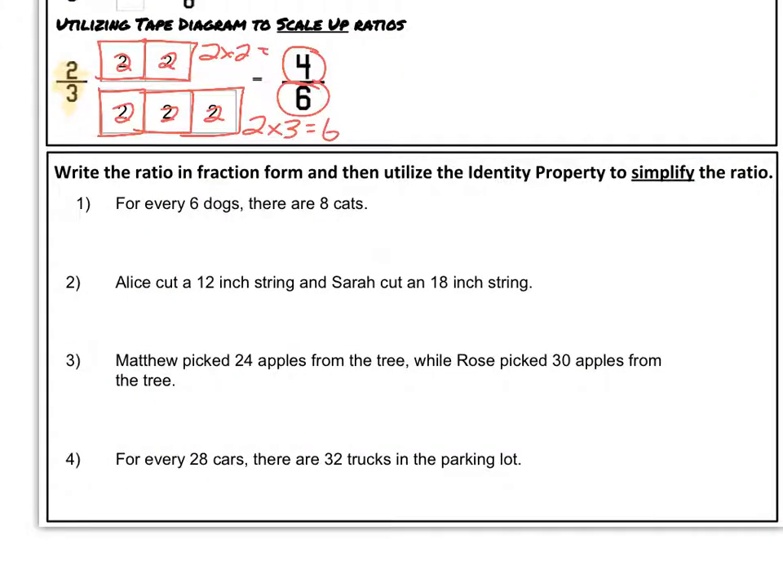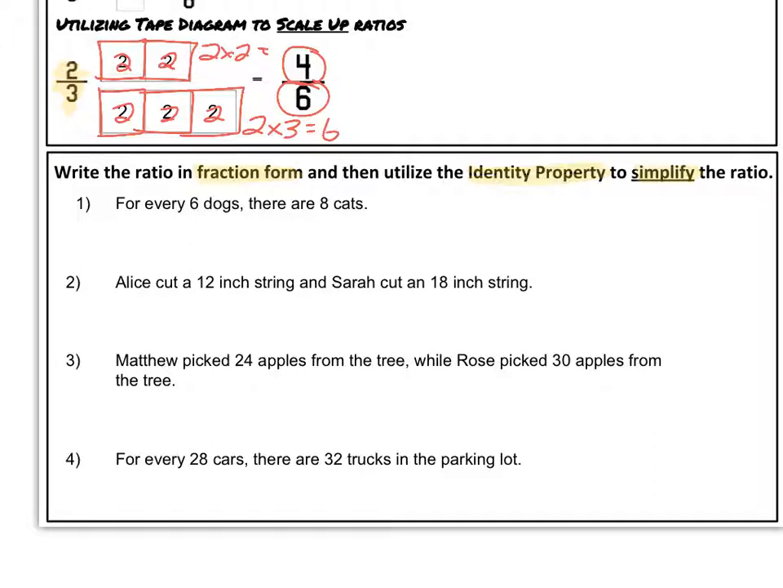Write the ratio in fraction form and then utilize the identity property to simplify the ratio. Let's highlight the word simplify, because we're going to simplify. That means we're going to use division. We're going to simplify it by utilizing the identity property. So highlight identity property. To start all of this, we first need to write it in fraction form. So to begin with, we need to turn the wording or the sentences into fraction form.